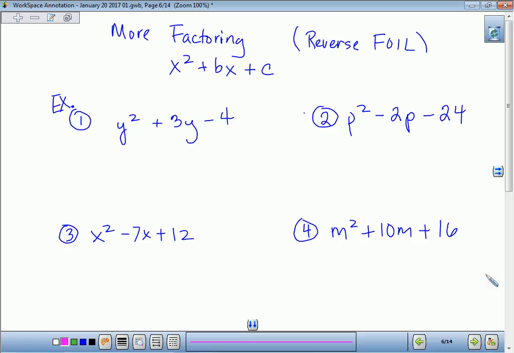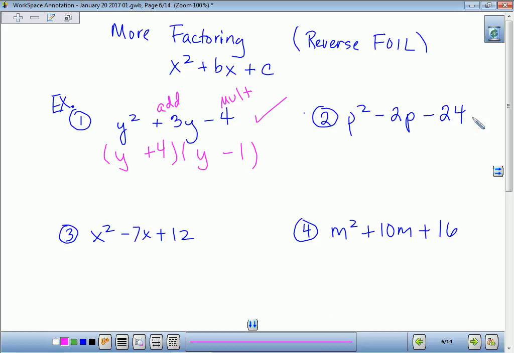Okay, so on these, it's kind of the reverse of distributing. We also call that FOIL. So all you have to do is, when I have a quadratic trinomial with a leading coefficient of 1, ask myself, what do I multiply to get the constant that I add to get the coefficient of the linear term? What do you multiply to get -4? 4 and negative 1. So +4 and -1. If we do y and y, this gives me y squared plus 4y minus 1y minus 4. It worked.